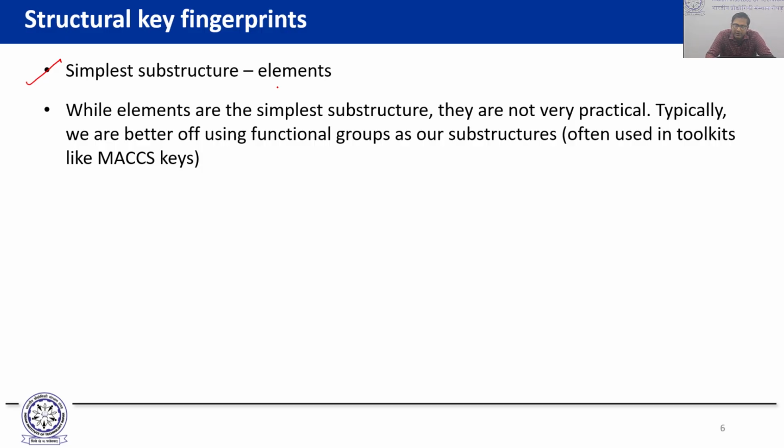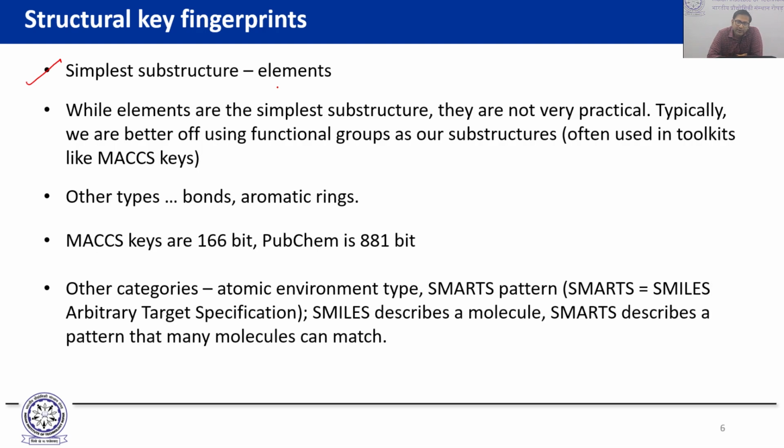Now, you will find that you've got tools like MACCS keys or PubChem, which are inbuilt in a number of cheminformatics packages, and they can use, among other things, the structural key fingerprints as well. Now, there can be other types of substructures that can be encoded. So things like bonds or aromatic rings can also be encoded. And depending on how long the descriptions are, you will need a different number of bits in order to represent these types of molecular structure.